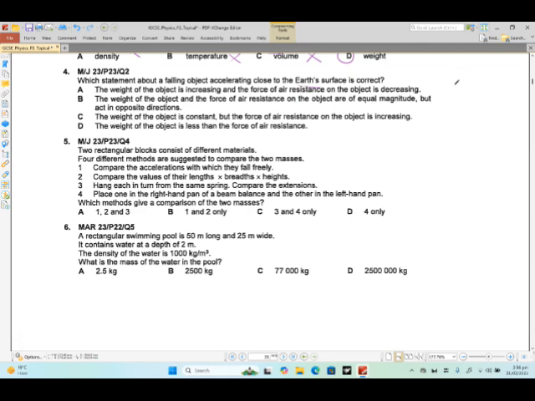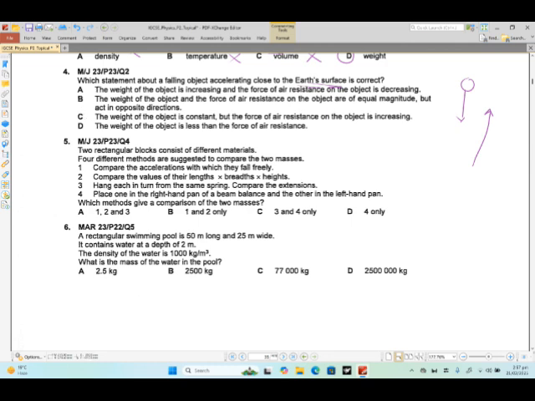We've established the fact that the main force that acts on the object is its weight due to gravity, which is constant as the object is near Earth's surface. As the object falls, its speed increases. So the air resistance, which is the opposing force, will also increase. If the speed is increasing, then the air resistance, which is the opposite force, would also increase. So the answer is that the weight of the object is constant, but the air resistance on the object is increasing.